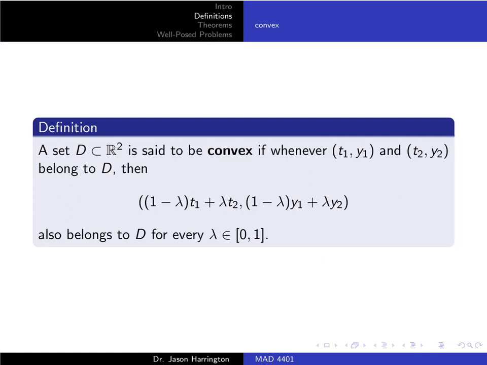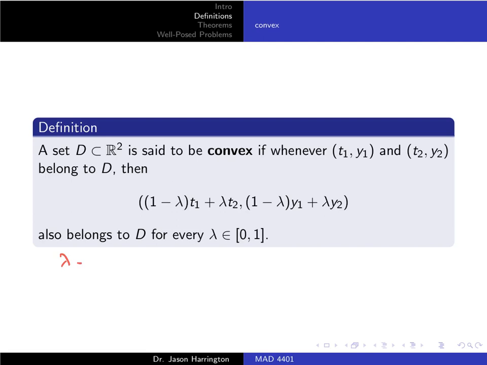Now the next thing we're going to talk about is convexity. We have a set D, which is a subset of the reals, is said to be convex if you take 2 points that belong to D. Then you have this point here, which belongs inside of D. Now, at first this looks kind of confusing. But what this says, now let me just play with this a little bit.